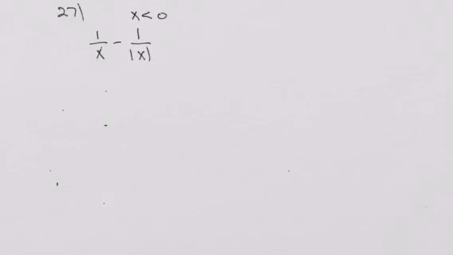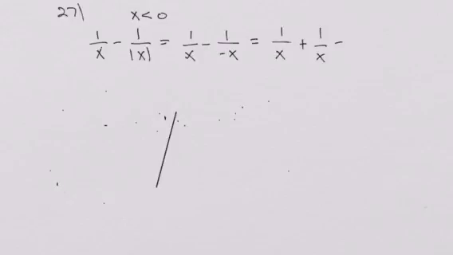But if x is less than 0, then the absolute value there is really multiplying what's inside the absolute value by negative 1. So we can get rid of the absolute value. This is just in the case where x is less than 0. And we get that it's equal to 1 over x minus 1 over negative x, which equals 1 over x plus 1 over x, which equals 2 over x.